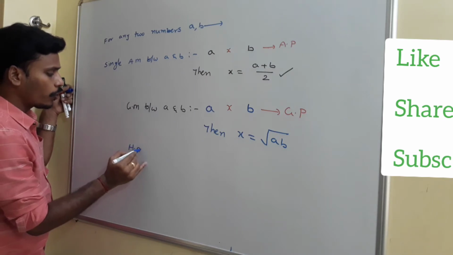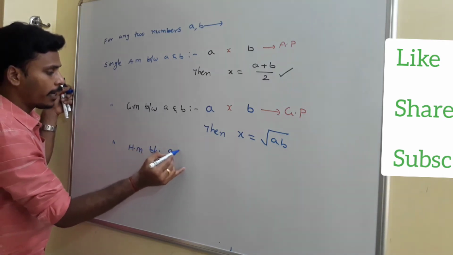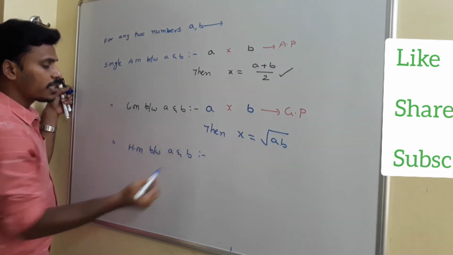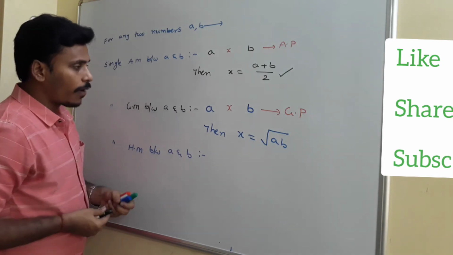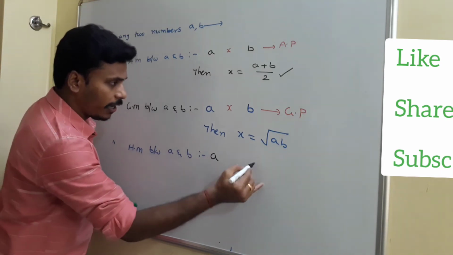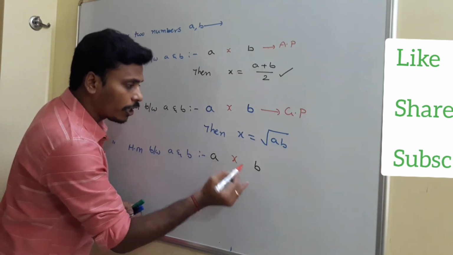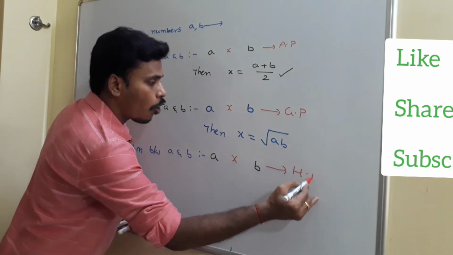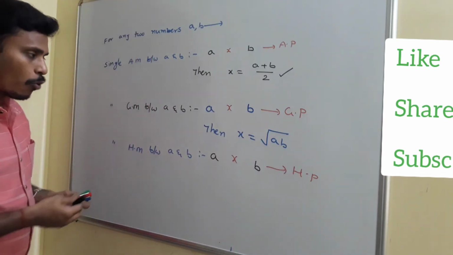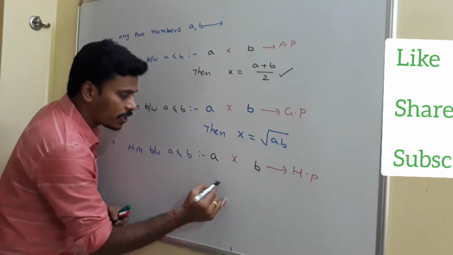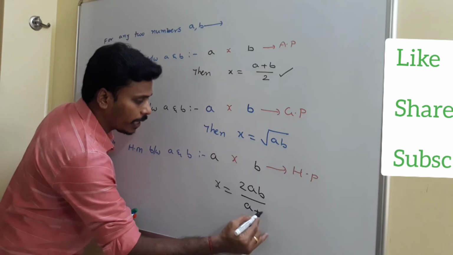And now if you are going to insert only a single harmonic mean between a and b, again we have the numbers a and b, and we need to insert one harmonic mean between them. All together will form a harmonic progression. Since a, x and b are forming a harmonic progression, as we discussed, this middle term x is nothing but 2ab by a plus b.